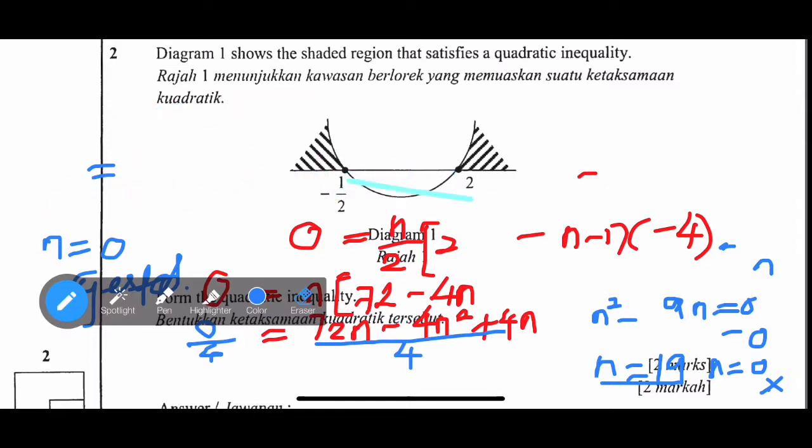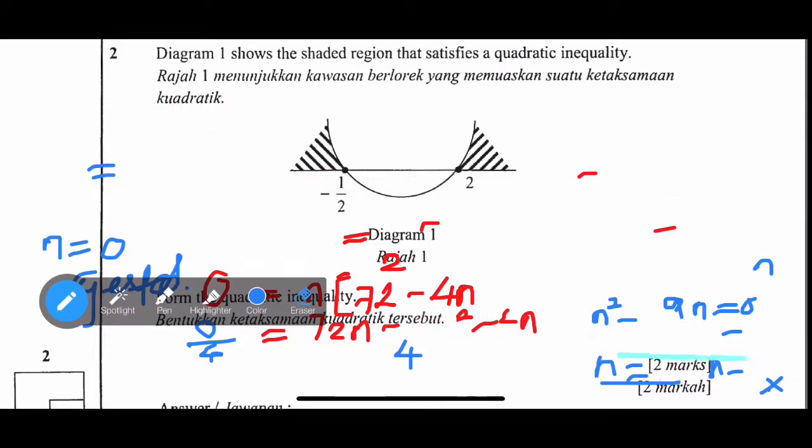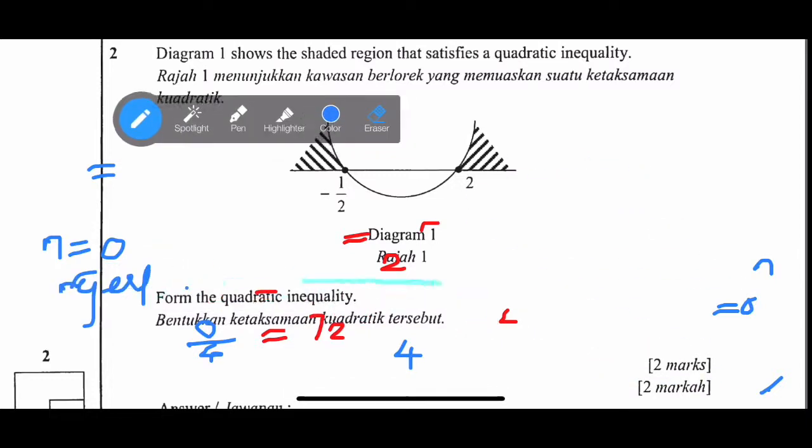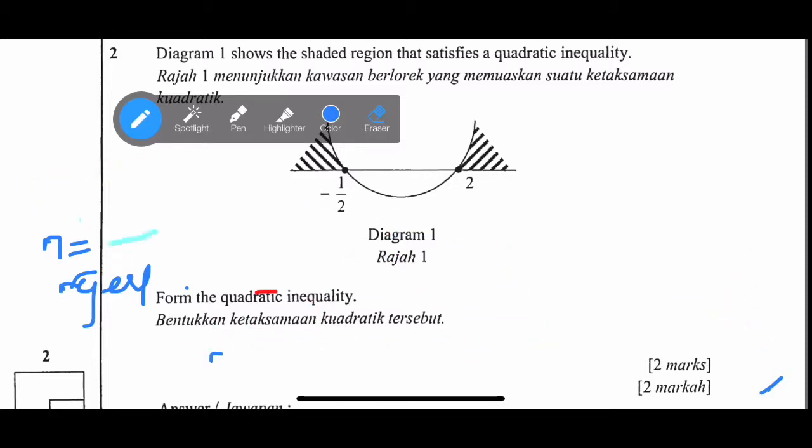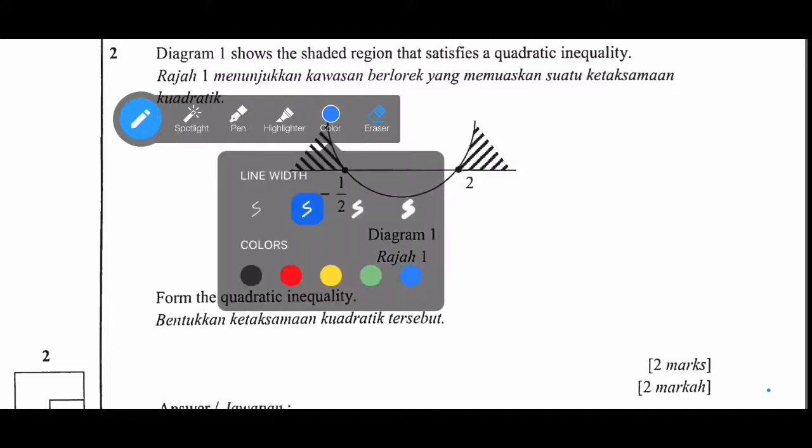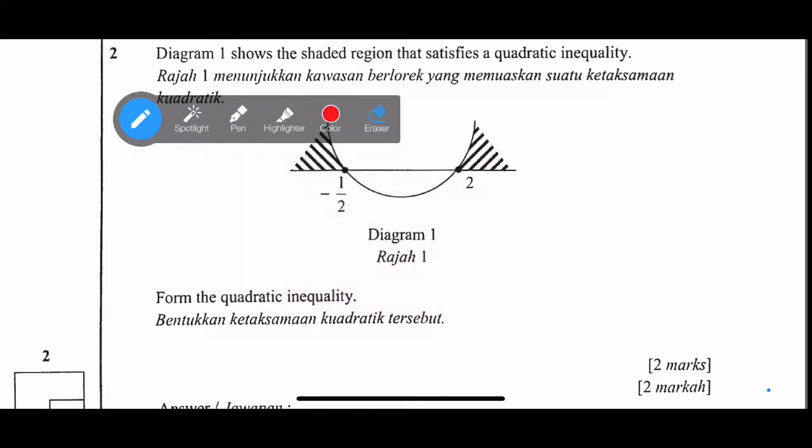For question number 2, let's go through the question. Diagram 1 shows the shaded region that satisfies a quadratic inequality. Whenever you see a quadratic inequality, you will think about the function. When you think about a function, it's always f(x) or y. That means it is not a quadratic equation, so you cannot let it equal to 0. The instruction is very important. Let's go through the instruction.